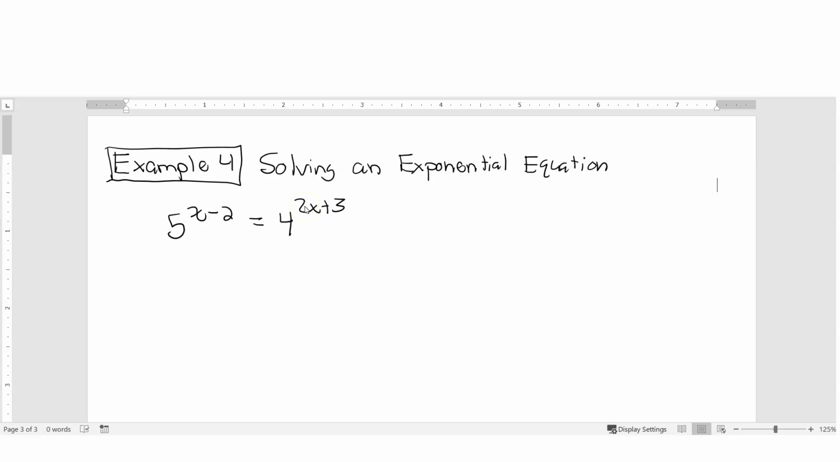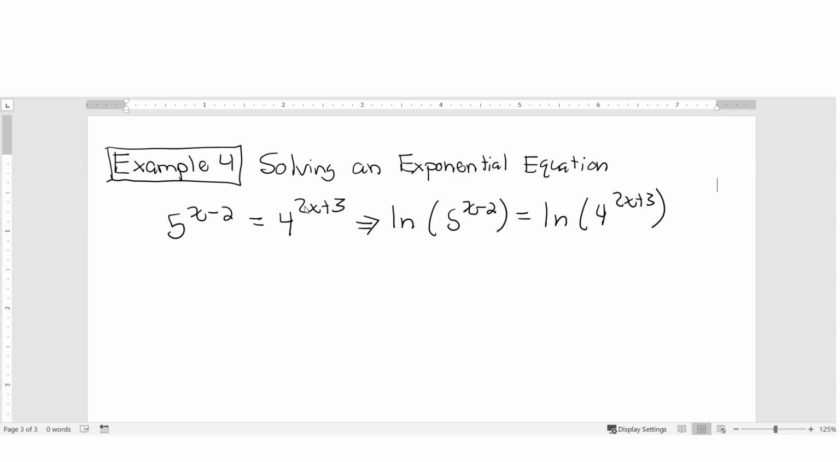Example 4 on page 507 asks us to solve this exponential equation. So we have 5 to the x minus 2 power equals 4 to the 2x plus 3. So as we've seen before, we'll need to take the natural log of each side. That will be our first step. So we'll do that. And now, by the power rule, we're going to move these expressions out in front of our natural log expression.